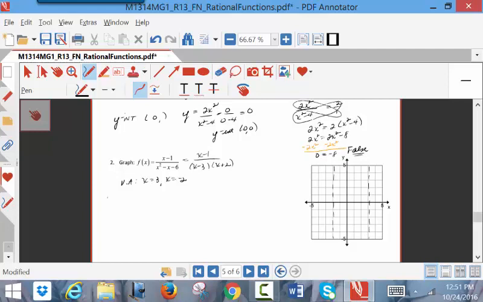Okay, then we need to know, do I have a horizontal asymptote or do I have an oblique asymptote? By taking a look at the degree of the numerator and the degree of the denominator, I have a degree of 1 over a degree of 2. So if the numerator is less than the denominator, by memorization, it is a horizontal asymptote at y equaling what? 0. Very good. So this is my horizontal asymptote. That is actually the equation of the x-axis.